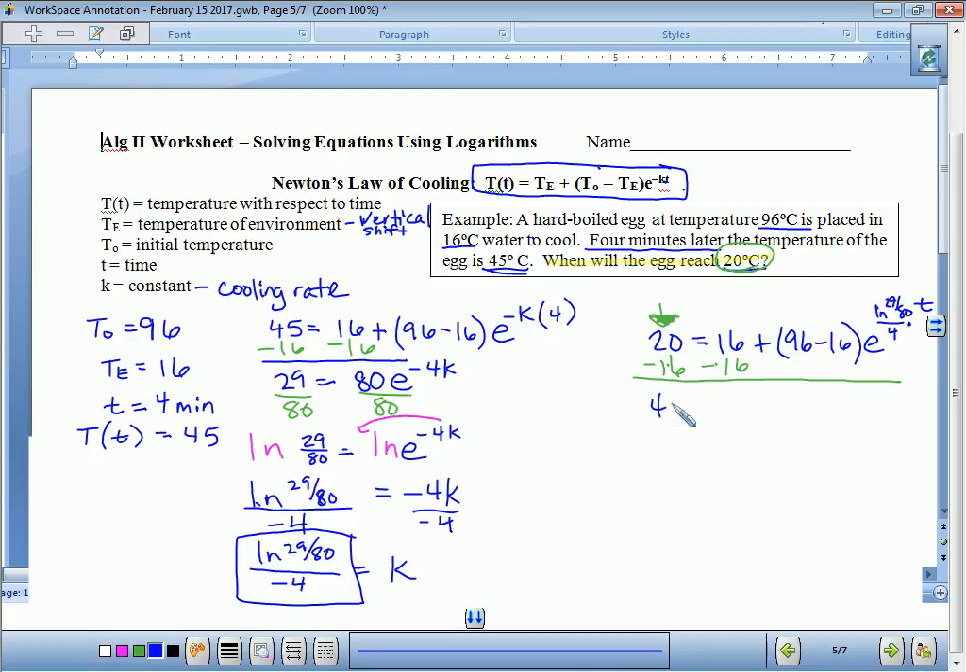So we get 4 equals 80 e to the ln of 29/80ths divided by 4 times t. So then we divide by 80, which is 1/20th, and 1/20th is this exact decimal. So if it's exact, you can write it as a decimal.